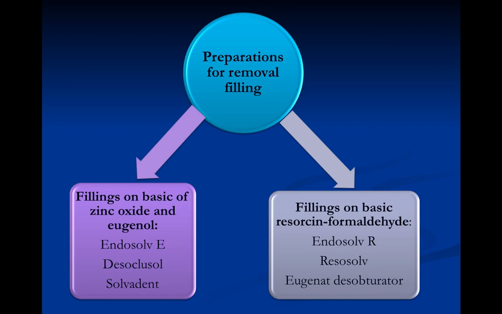Preparations for removal of filling. Sometimes we need to remove the filling material from the canal for retreatment. If the filling material is based on zinc oxide and eugenol, we use Endosolvent, Decloseal, and Solvadent for removing it. If the materials are based on resorcinol formaldehyde, we may use Endosol R, resorcinol, and eugenol destructor.